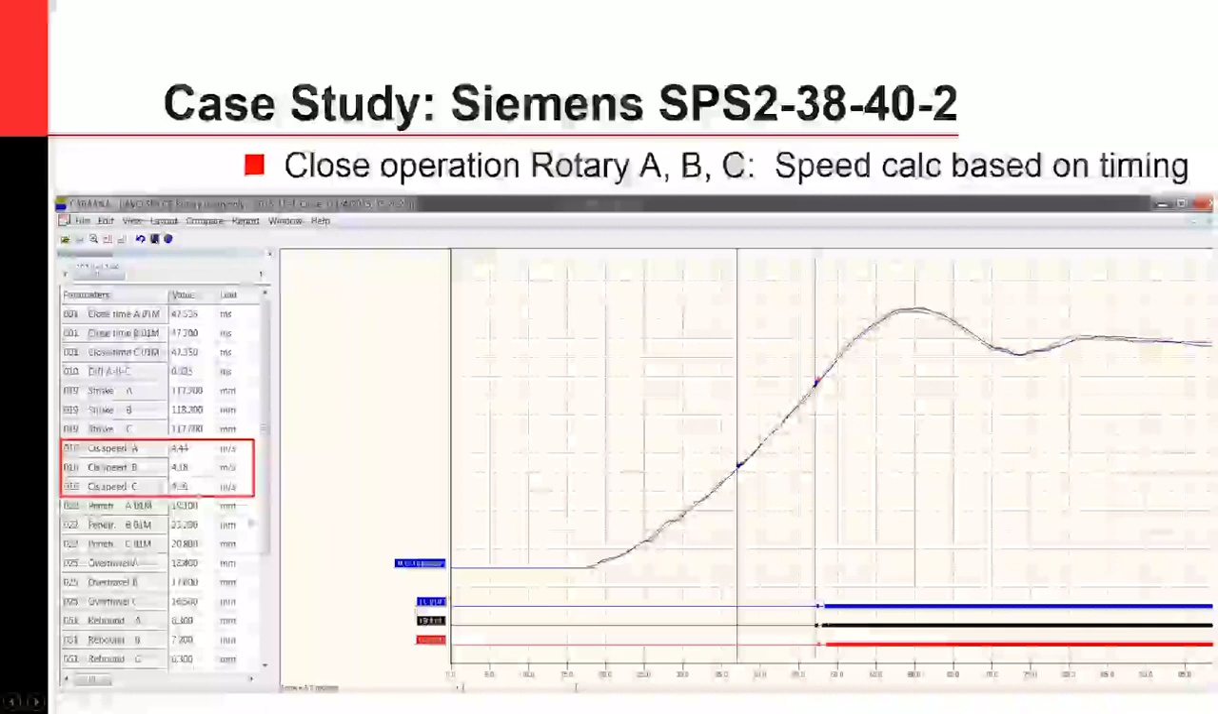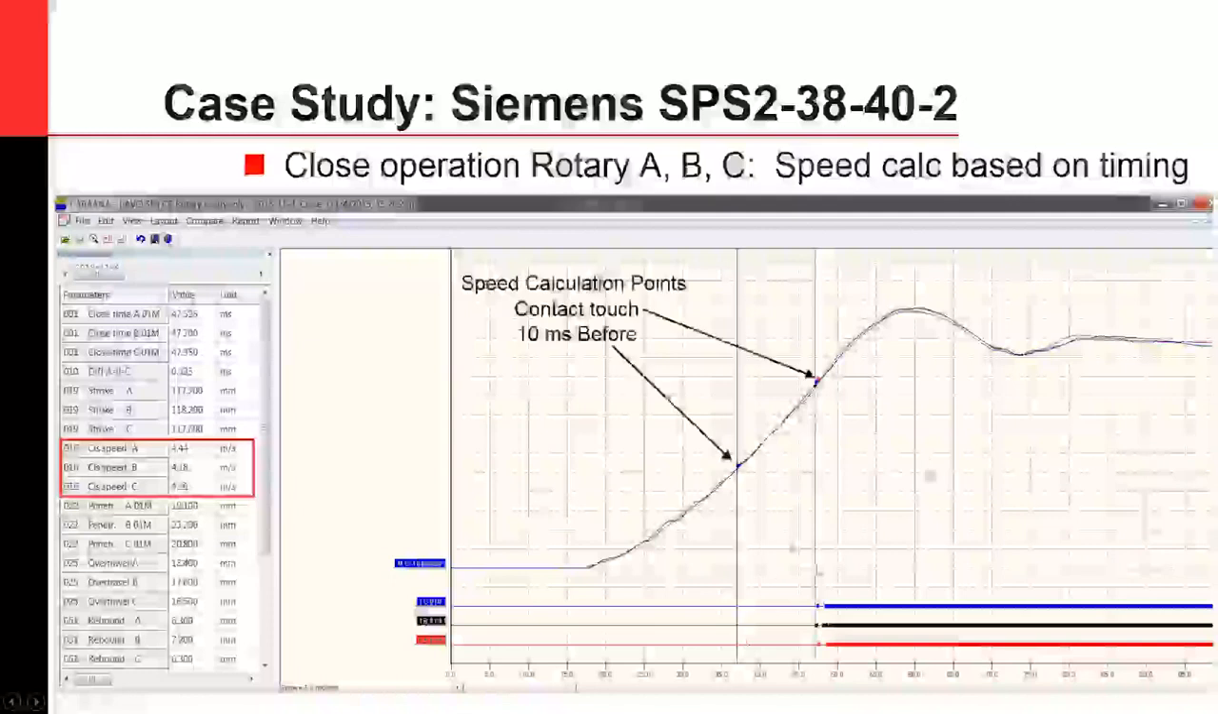So what we look at is, okay, right here, our speed calculation points are these dots that you see kind of in the center of the curve, and those two lines coming down. You'll see one's right at contact touch, and then the other one's 10 milliseconds before, because that's what the manufacturer recommended for us. But we can change these. Instead of referring to time, because we do have slightly different times for each of the three phases, let's actually refer and just put these below close.